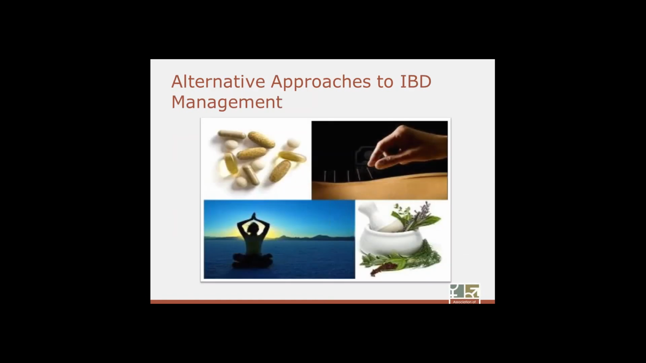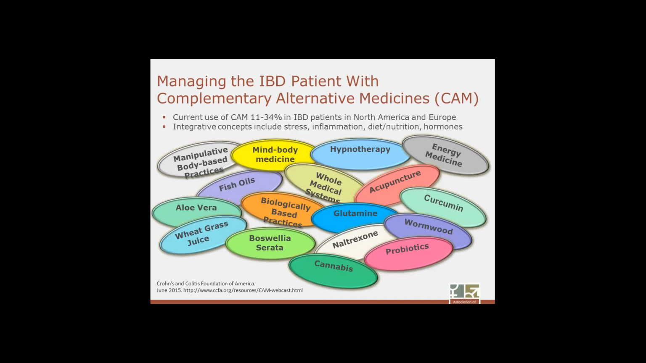A number of alternative approaches to the management of IBD are now being used, so I'm going to briefly discuss some of those in the next slide. Complementary and alternative medicine comprises a group of diverse medical and healthcare systems, practices, and products not presently part of conventional medicine. Concurrent use of complementary medicine is about 11 to 34% in IBD patients in North America and Europe. The integrative concepts of these alternative approaches include stress, inflammation, diet, nutrition, and hormones.